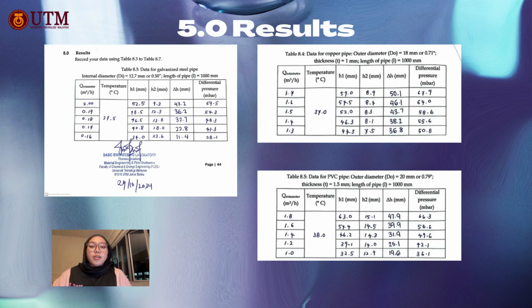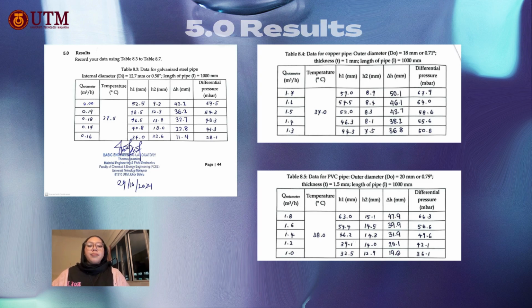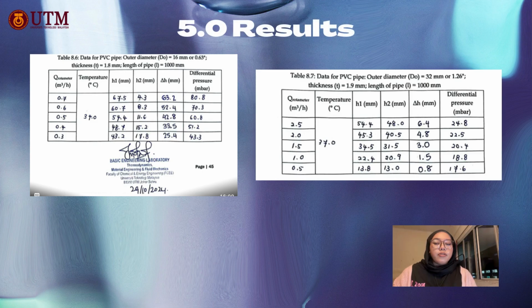So these are the results that we obtained from the experiment. Table 8.3 showing the data for the galvanized steel pipe, Table 8.4 showing the data for the copper pipe, and Table 8.5 showing the data for PVC pipe with the outer diameter of 20 mm and thickness of 1.5 mm. So this table showing the data for other two pipes that we experimented, which is Table 8.6 showing the data for PVC pipe with the outer diameter of 16 mm and the thickness of 1.8 mm, while Table 8.7 showing the data for PVC pipe with the outer diameter of 32 mm with the thickness of 1.9 mm.